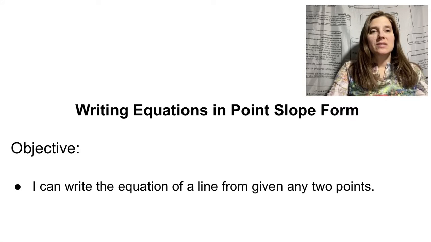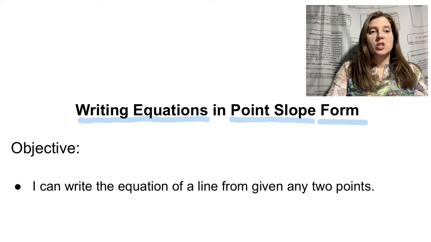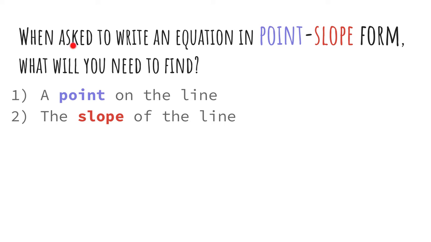Hi, mathletes. In this video lesson, you will be writing equations in point-slope form. At the end of this lesson, you'll be able to write the equation of a line given any 2 points. When asked to write an equation in point-slope form, you will need to find a point on a line that can be any point and the slope of the line.